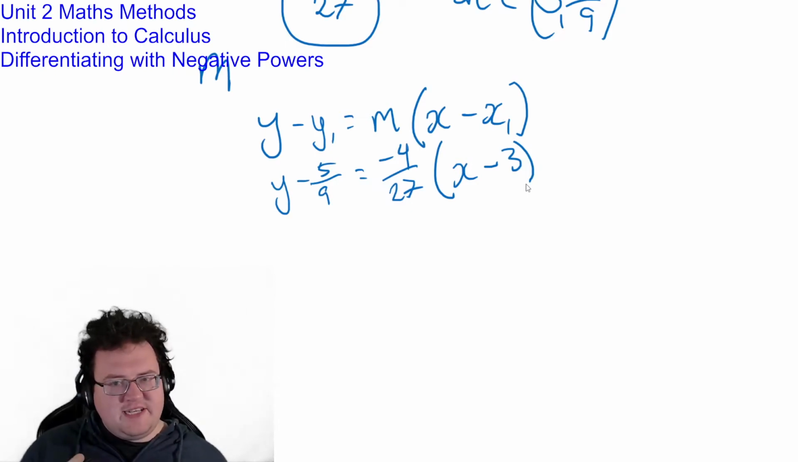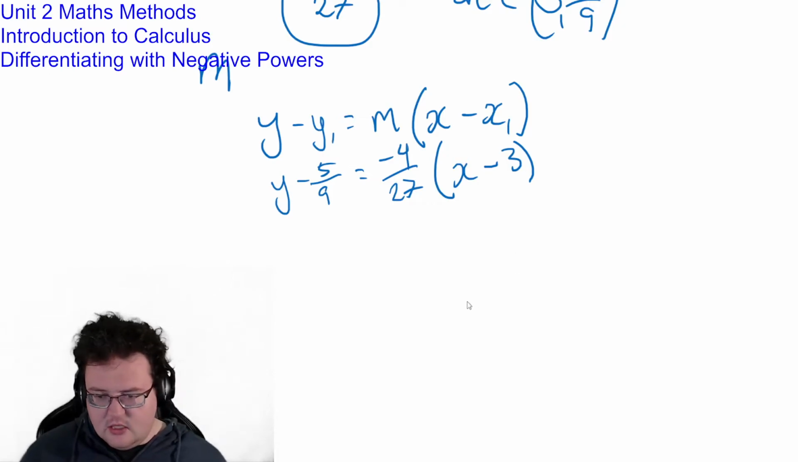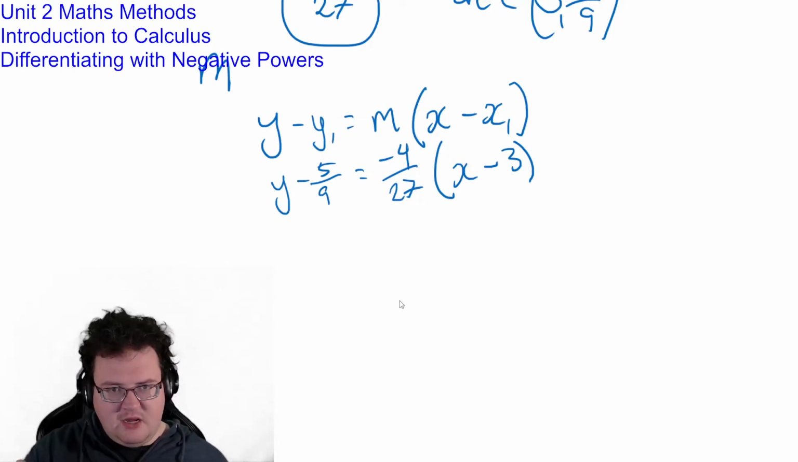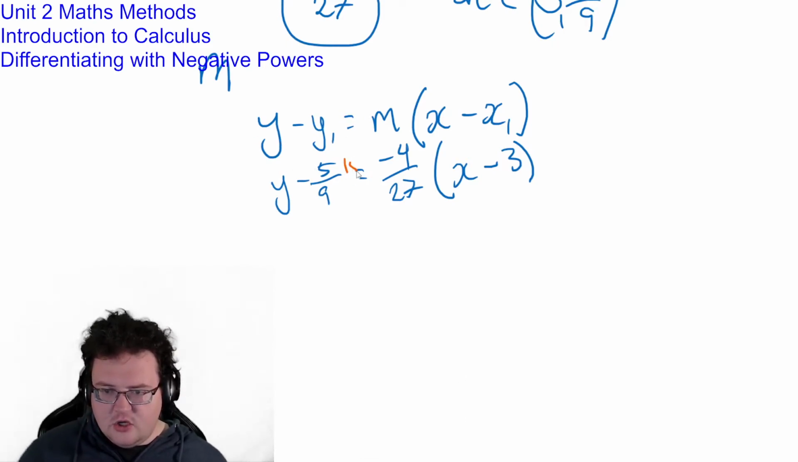Now I can already see that I'm going to need to do something with this 27 and this 9. So before I do any mucking around with expansions, I'm going to quickly change this 5 over 9 to 15 over 27, because I know that whatever I need to do is going to involve converting that 27. So 5 goes to 15 because 9 goes to 27. So that's times 3 on top and bottom.